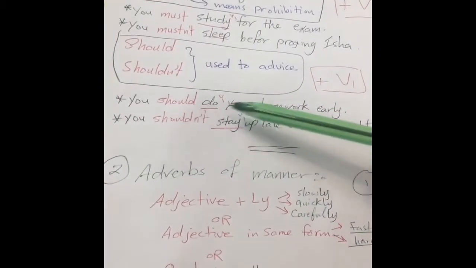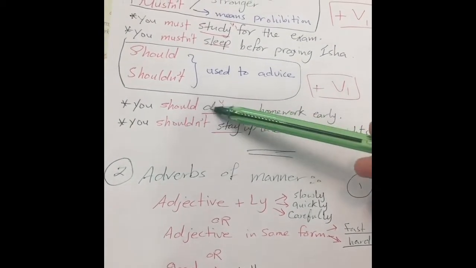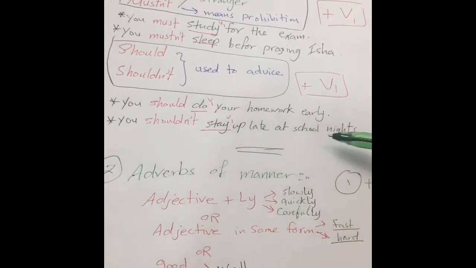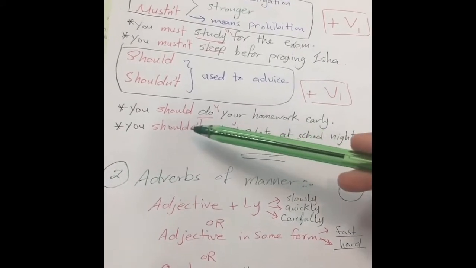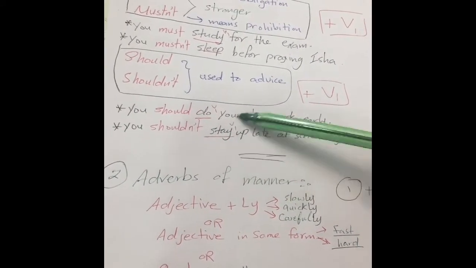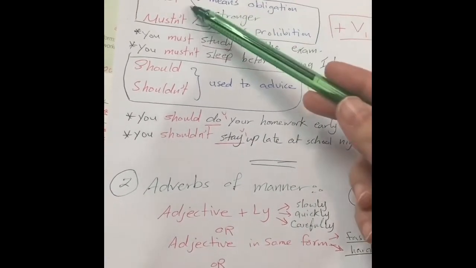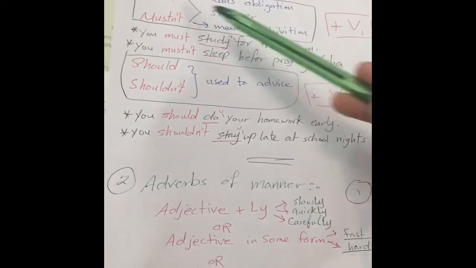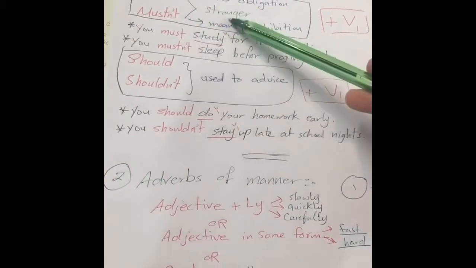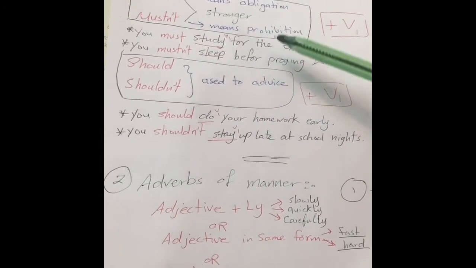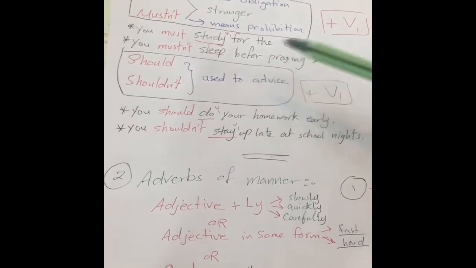You should do your homework early. Do, verb 1. You shouldn't stay up late on school nights. And you should sleep early. Also here, verb 1. So we have the modals, as I said, verb 1 after them. Must, mustn't is stronger, and they are used for obligation, prohibition. Should is used for advice.